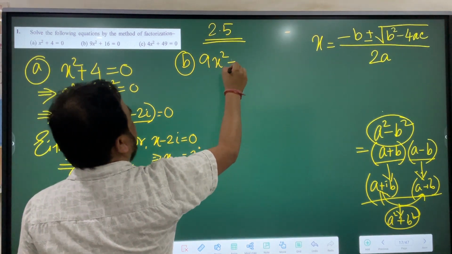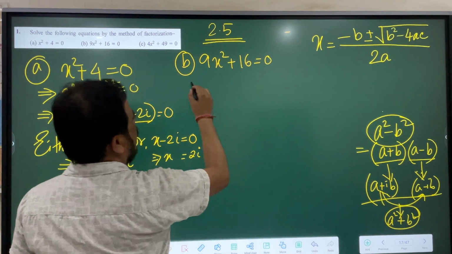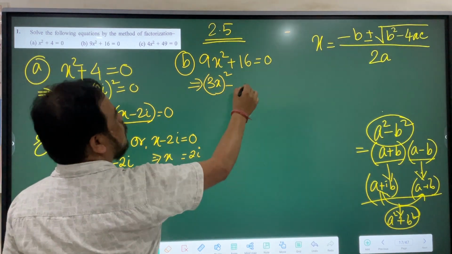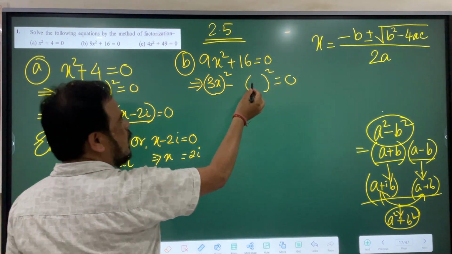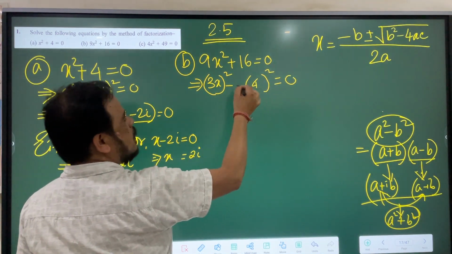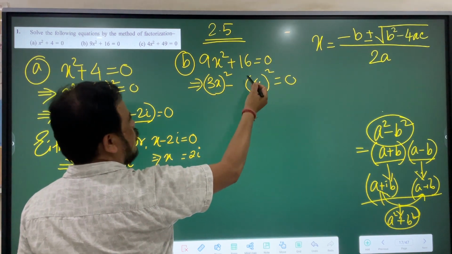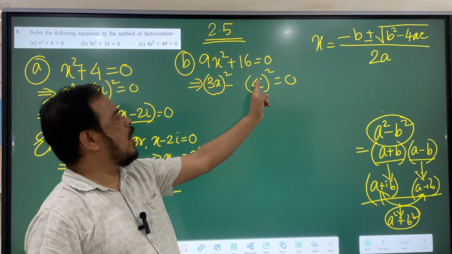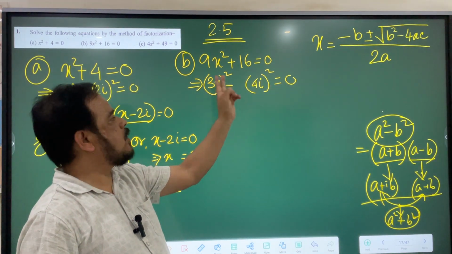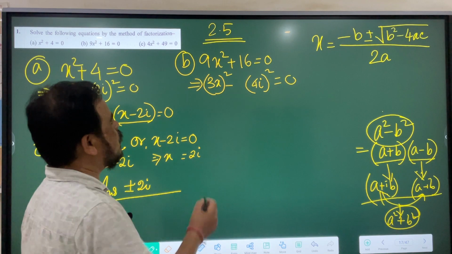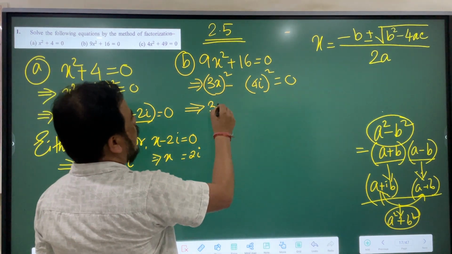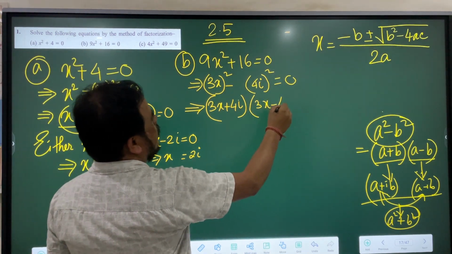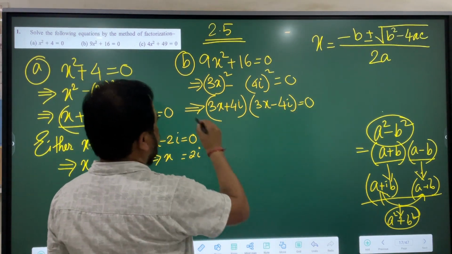Number B. 9x square plus 16 equals 0. So here we will write (3x) whole square, because we need a square minus b square equals 0. We will write now what is b. If we write only 4, that is not correct. If we write 4i, that will be correct. 4 square is 16, i square is minus 1, minus into minus is plus. So a square minus b square formula. So (3x plus 4i) into (3x minus 4i) equals 0.